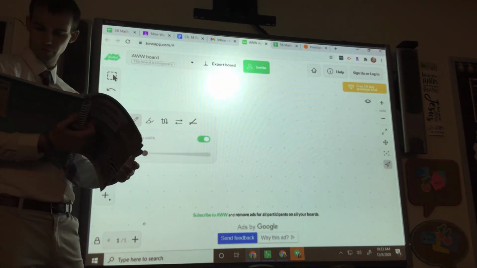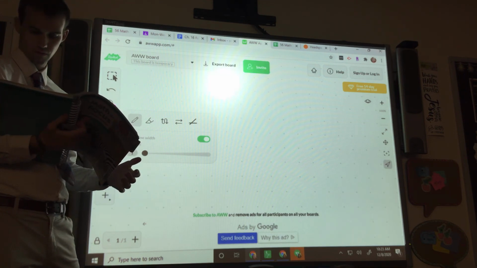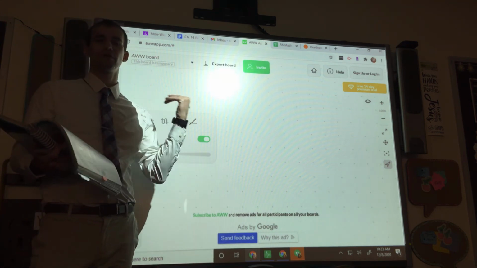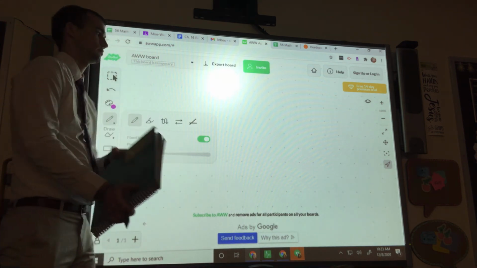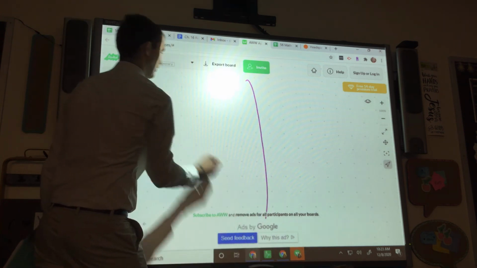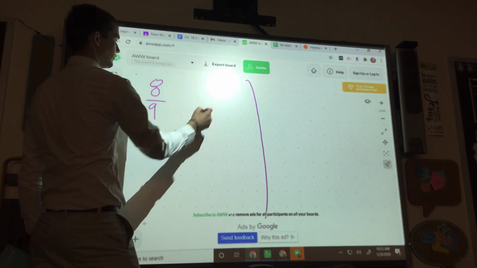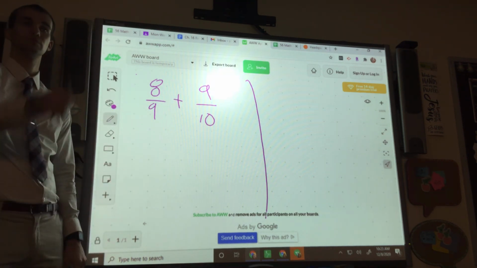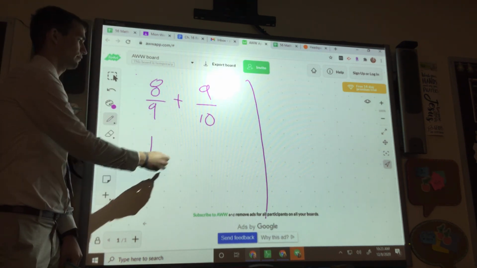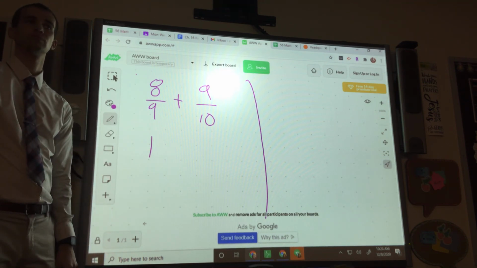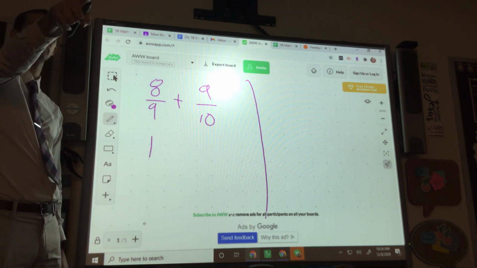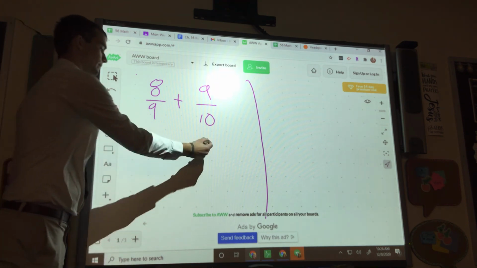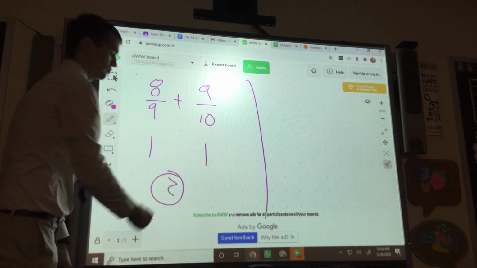And let's see, maybe we'll do 1 or 2 of these last ones. Nah, we'll do both of them. So 8/9 plus 9/10. 8/9 is very close to, 8/9, 9/10. 8/9 close to 1. 9/10 close to 1. What's 9/10 close to? 1. Yep. So that makes your answer 2.